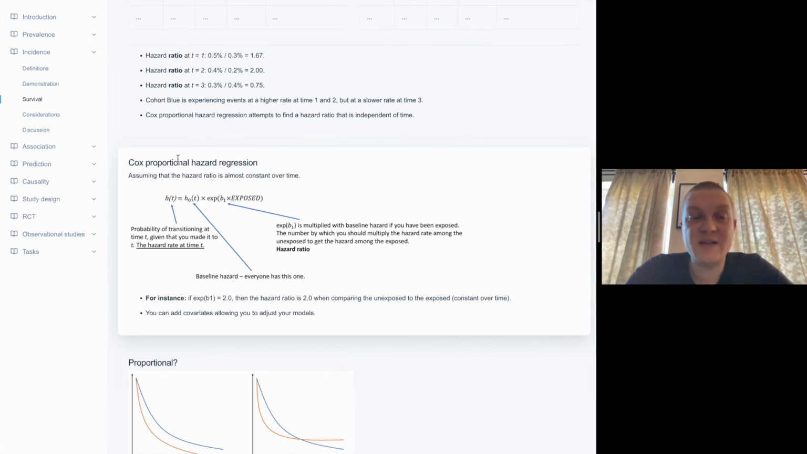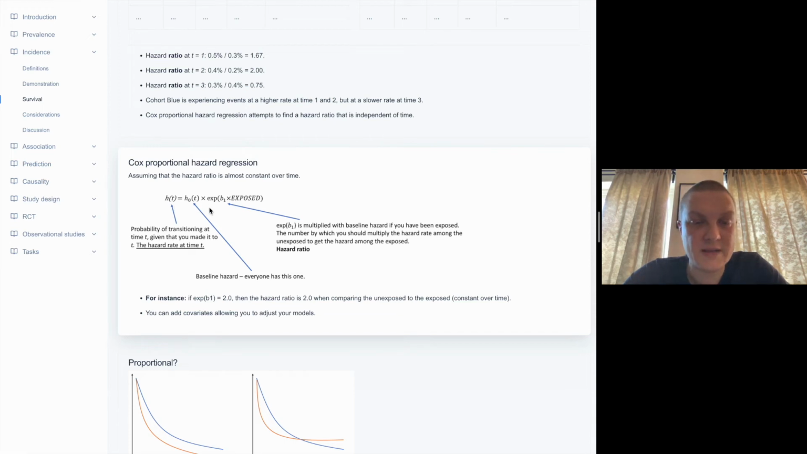Just breaking down the basic structure of the regression model, what we're trying to calculate, this H(t), is the probability of transitioning at time t given that you made it to t. And that is what we've said before, the hazard rate at time t. You're asking yourself, I've made it to cycle 2. What is now the probability that I will transition in this cycle? Okay, that's what we want to get to. That is our left-hand side of the equation.